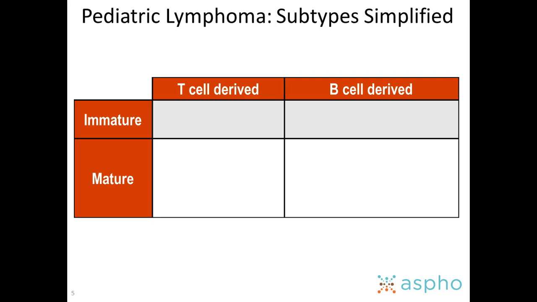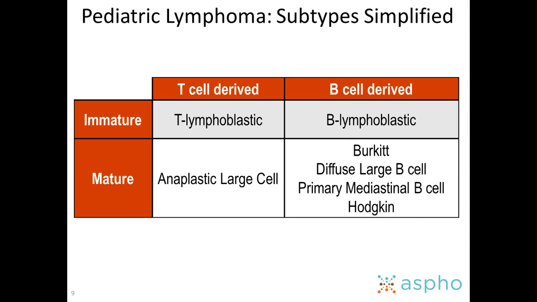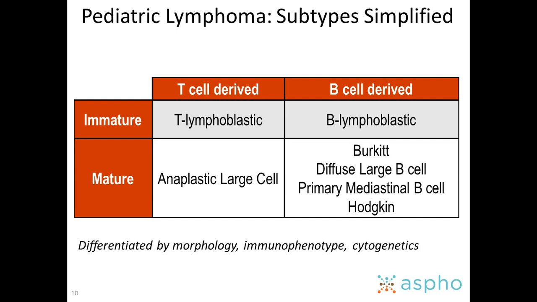Instead, the way I think about these is that the lymphomas can be immature or mature, and T-cell derived or B-cell derived. So immature T-cell derived is T lymphoblastic lymphoma. Immature B-cell derived, B lymphoblastic. Anaplastic large cell is the mature T-cell derived lymphoma, and all of the rest are mature B-cell derived lymphomas. They're all differentiated based on their morphology, their immunophenotype, and their cytogenetics. And you need all 3, and that line probably appears about 3 times in this talk.